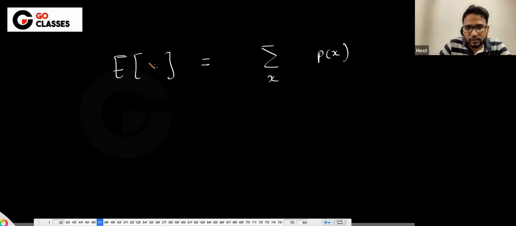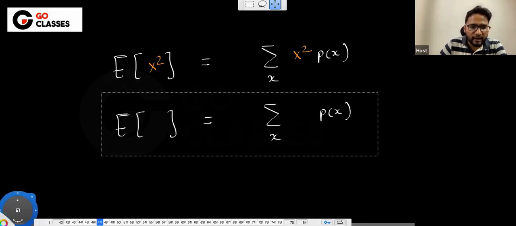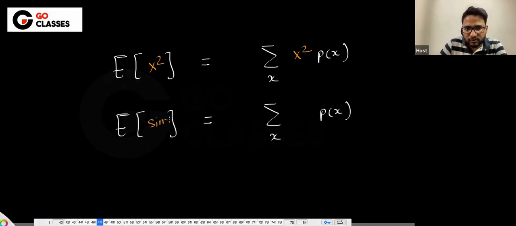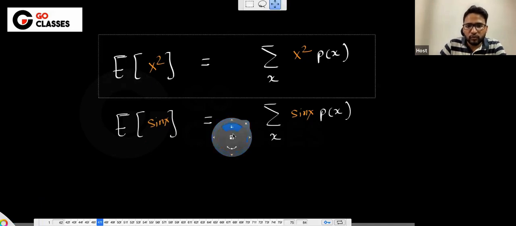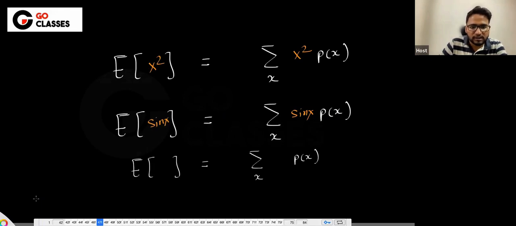Let me tell you that you can calculate the expectation of x square like this. What else you want? You want sin x. Let's just do sin x. You want x cube, or maybe x cube plus x square minus 5x or anything. Let's say x cube plus x square. Whatever you want.